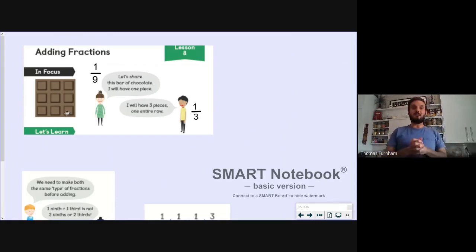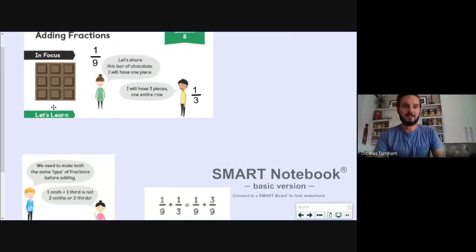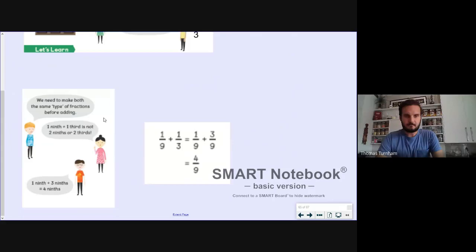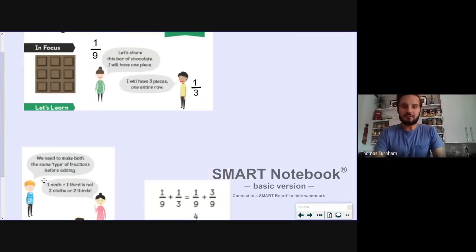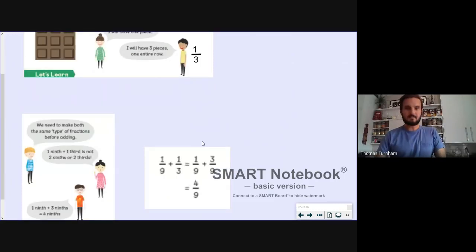To start adding them up, we need them both to be the same type of fraction. So you can see our friends talking about it here. 1/9 plus 1/3 is not 2/9. It's also not 2/3. We've got to do some exchanging. We've got to change our fractions into similar ones, or have to at least have similar denominators, because in order to add, the denominators need to be the same.